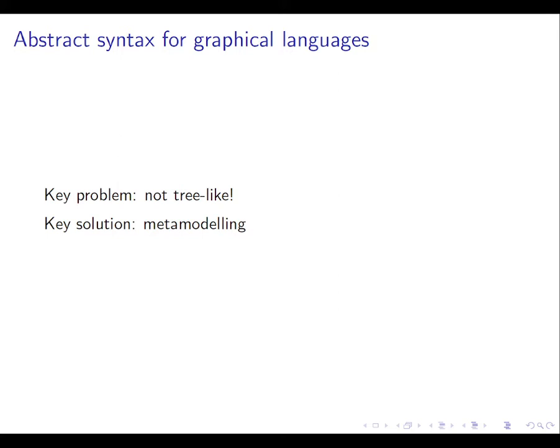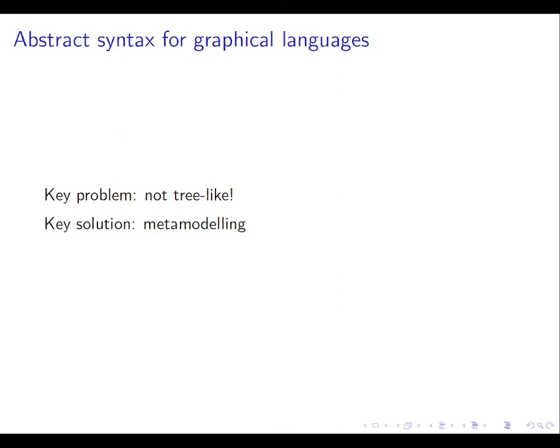A thing like a UML diagram, or a diagram in general laid out on a 2D plane, is not like that. There isn't an obvious place where you start, or an obvious way to split it up. There might be many different ways to split it up. And that makes it quite difficult to approach those languages in the same kind of way as you would typically approach a textual expression. And really this is why we've ended up with meta-modeling as the solution to how we define the abstract syntax of graphical languages.